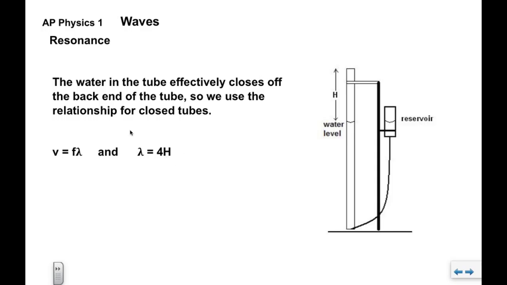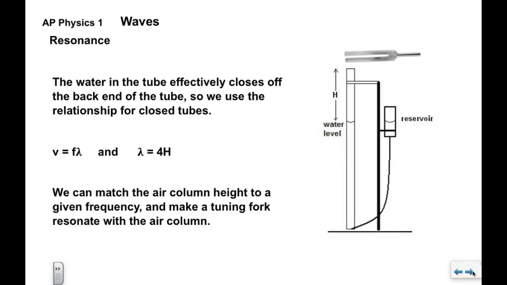We use this relationship here that the wavelength is 4 times the height of the column, along with the speed of sound, which is equal to f times lambda. We can match the height of the column to a given frequency, and then we can make the tuning fork with the frequency that matches resonate with the tube, just like the boxes do on the bottoms of those tuning forks with the resonator boxes on them.